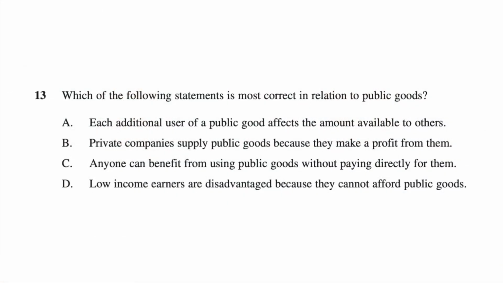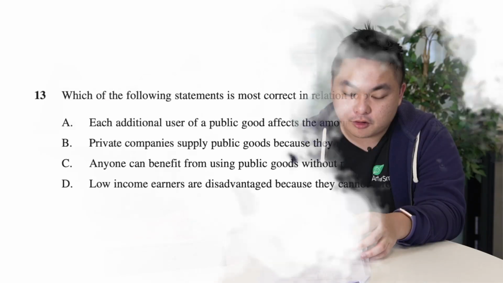Cool. What about 13? I really don't have much to say about this one, but the question was, which of the following statements is most correct in relation to public goods? As long as you remembered your public good definitions, we know that it's non-rival and non-excludable. Then we'd go with C: anyone can benefit from using public goods without paying directly for them. So free rider behaviour. Yep, exactly.